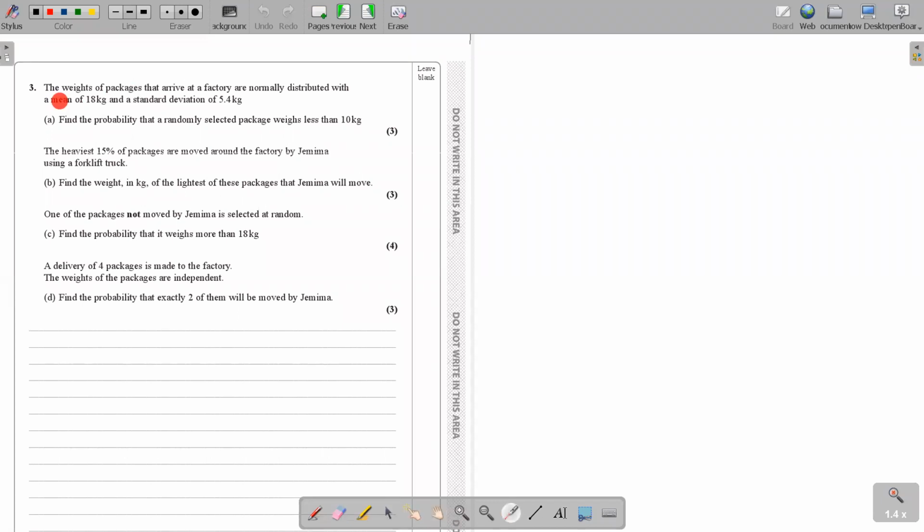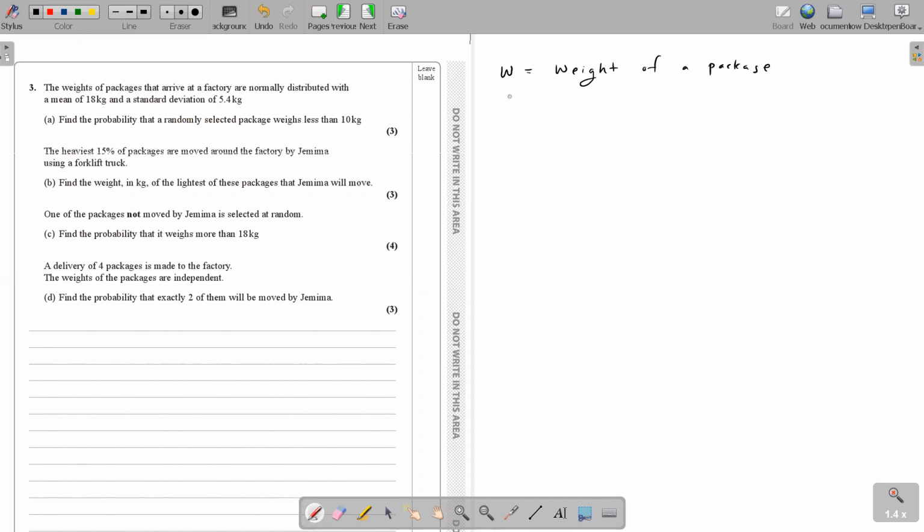Question number 3. The weights of packages that arrive at a factory are normally distributed with a mean of 18 kilograms and a standard deviation of 5.4 kilograms. So what do you have here? Let's introduce our variable. W is the weight of a package. And how is it distributed?